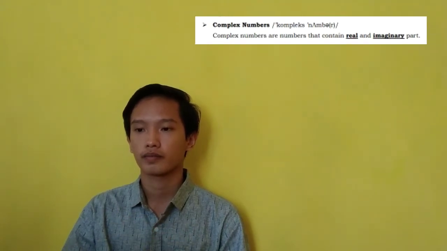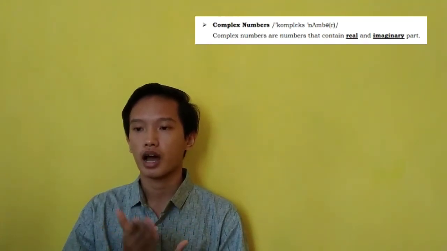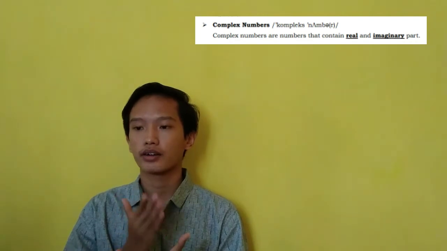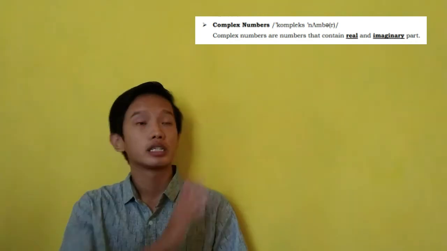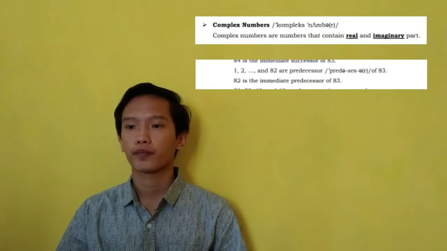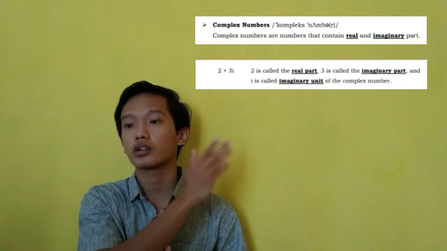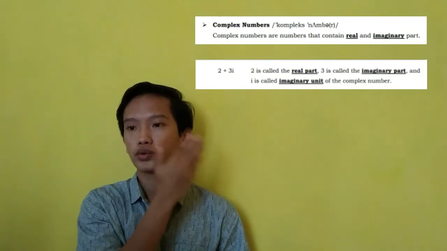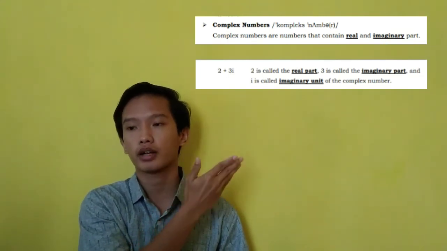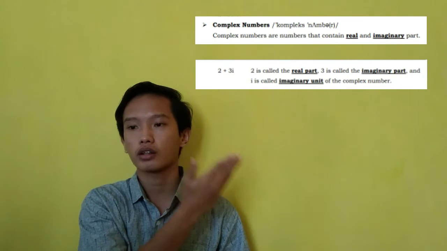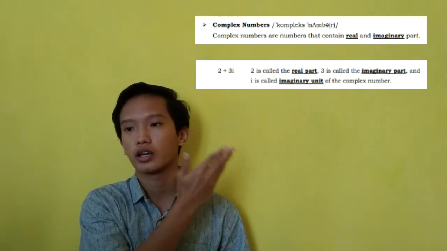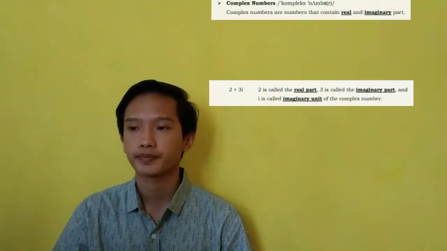And then complex numbers. Complex numbers are numbers that contain real and imaginary parts. This is the example. 2 plus 3i. 2 is called the real part, 3 is called the imaginary part, and i is called the imaginary unit of the complex numbers.